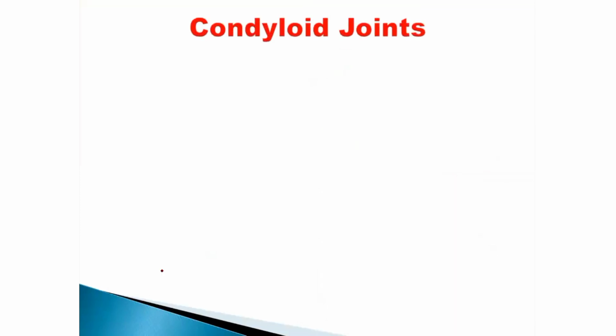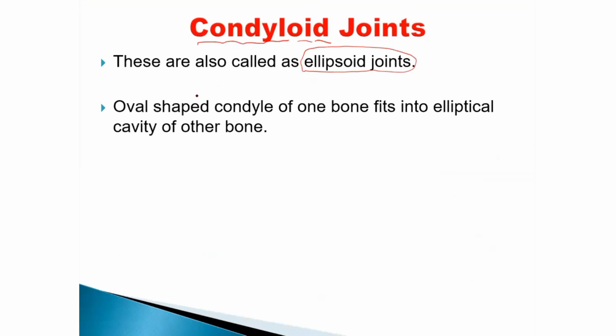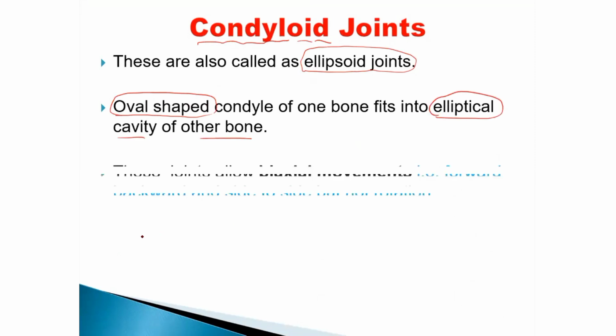It moves. Next, we have something called as condyloid joint. Very important. These are also called as ellipsoidal joints. So when I say ellipsoidal joint, it means what? One bone will be oval shaped. The other bone will be elliptical shaped cavity of other bones. So it is called as condyloid joint.